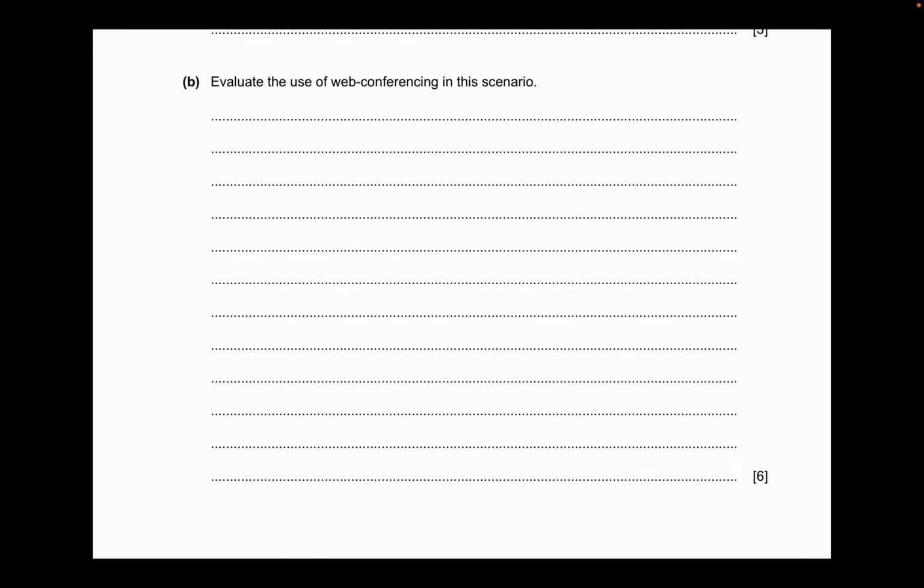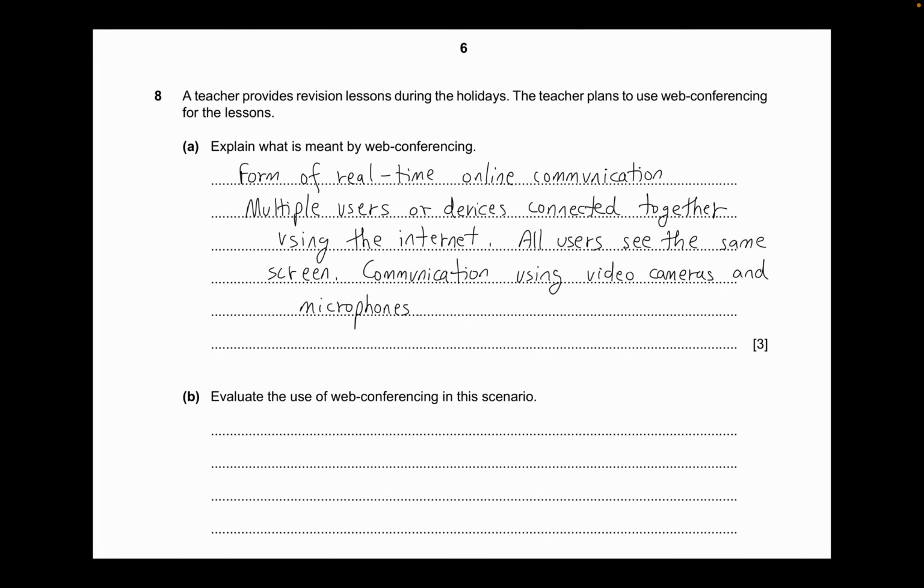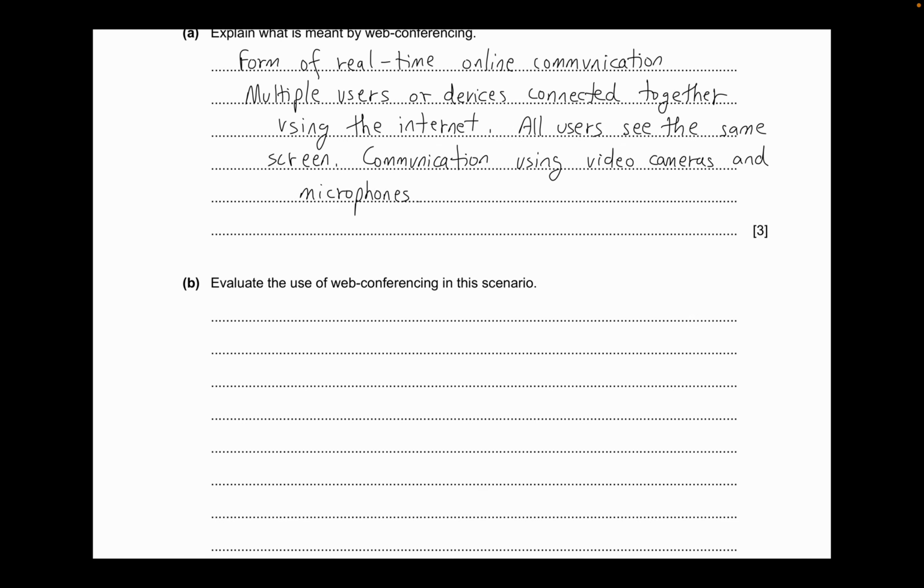Evaluate the use of web conferencing in this scenario. So the scenario is the teacher is providing revision lessons. So that's one of the scenarios. The other scenarios could be in terms of business companies using this. Since they asked you to evaluate the use of web conferencing in this scenario, you're going to be talking about the positives and negatives of using web conferencing in this scenario. Okay, you have to gain that full mark.